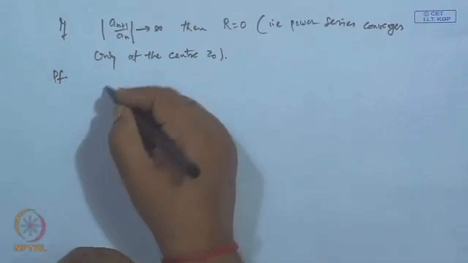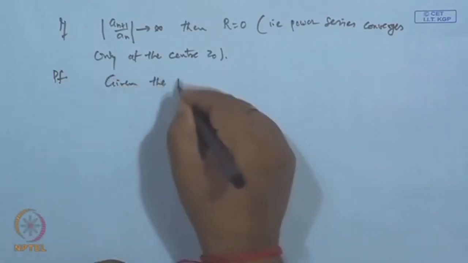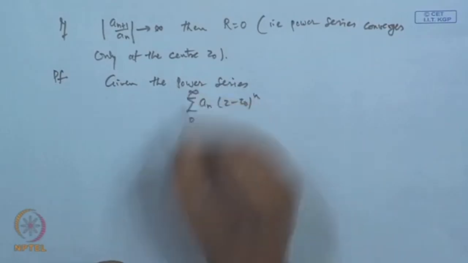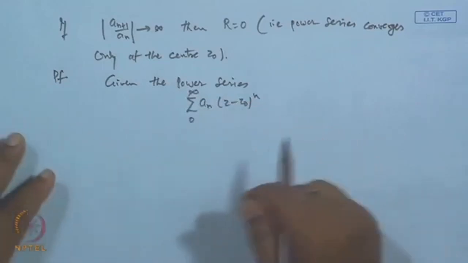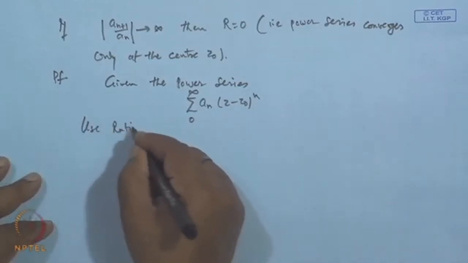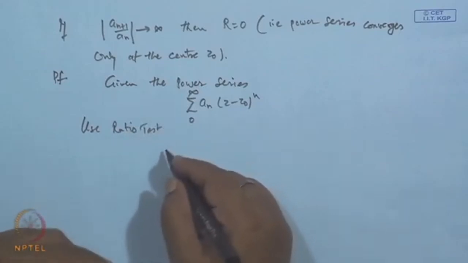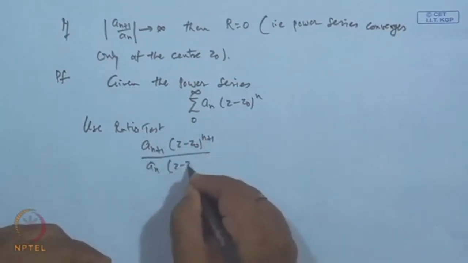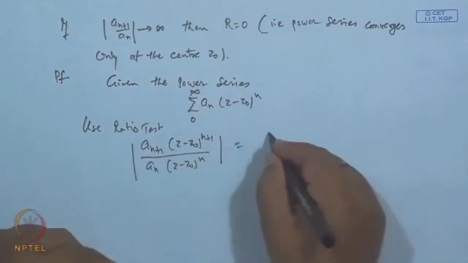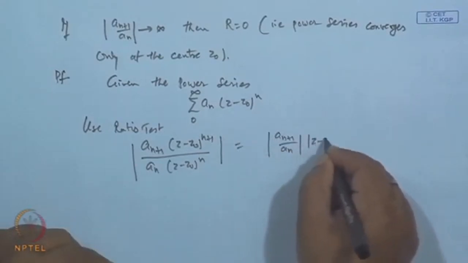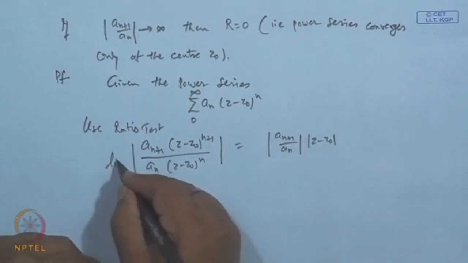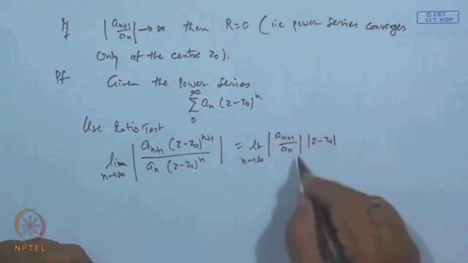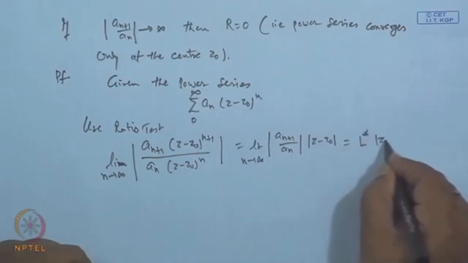Proof is simple. Given the power series sigma a n z minus z naught to the power n, n from 0 to infinity, with center z naught. Now, use the ratio test. Take the ratio u n plus 1 over u n, that is a n plus 1 times z minus z naught to the power n plus 1 over a n times z minus z naught to the power n. This is equal to mod of a n plus 1 over a n into mod z minus z naught. But it is given that the limit of this exists. So, taking the limit as n tends to infinity, mod z minus z naught is free from n, so it is equal to L star mod z minus z naught.